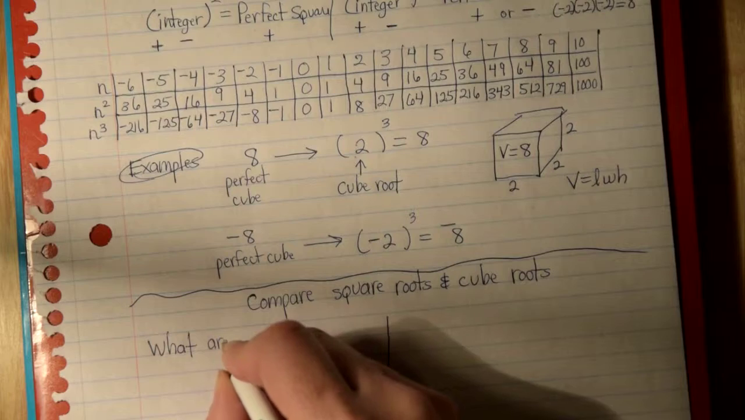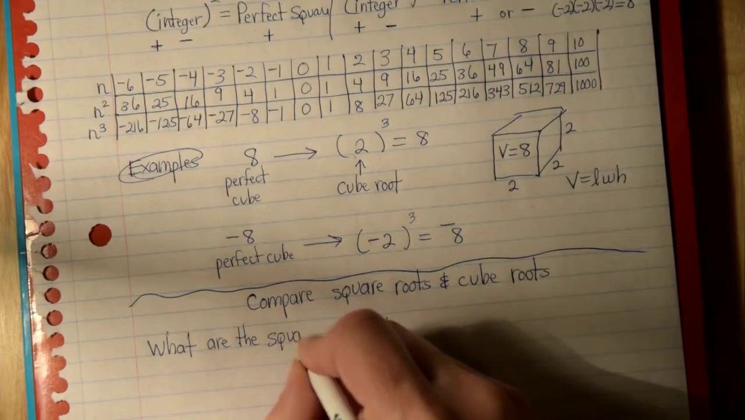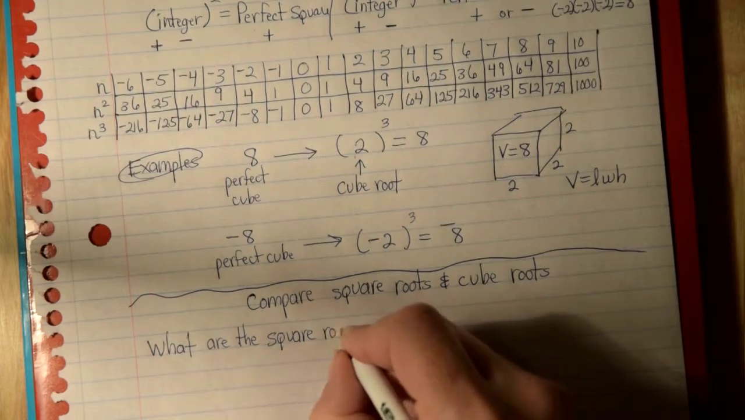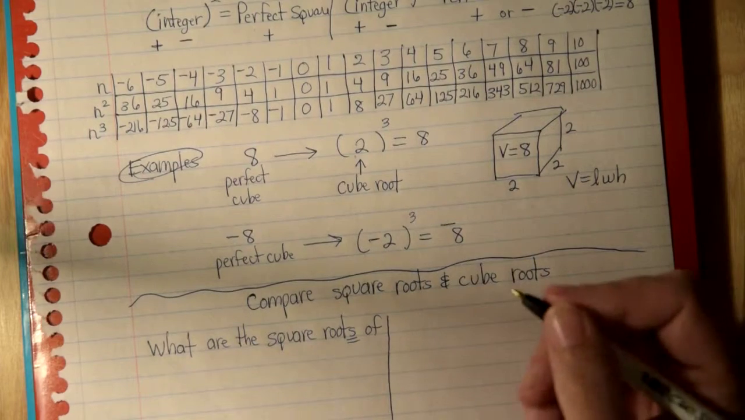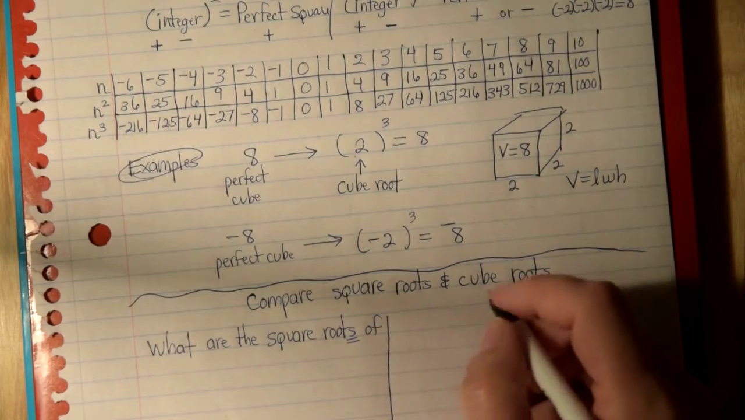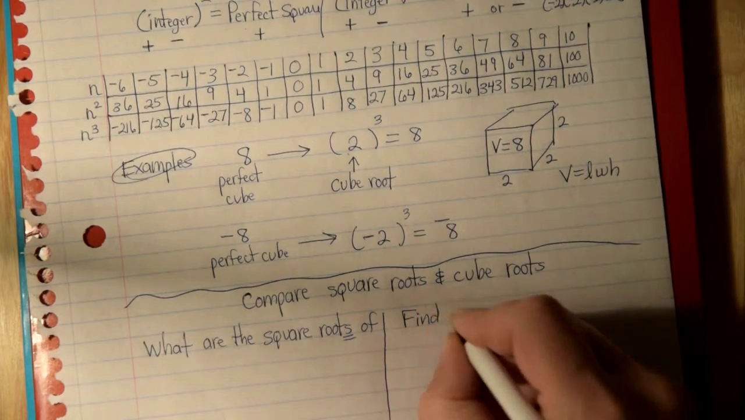What are the square roots, plural, of? And as far as the cube root side, it would just say find the cube root of, maybe.